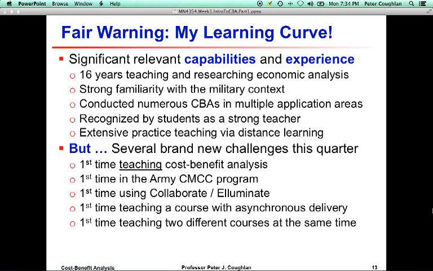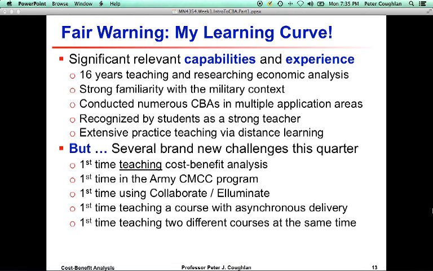The bad news is there are a lot of new challenges this will bring me. This is actually my first time ever teaching cost-benefit analysis. As I mentioned, I've, of course, studied cost-benefit analysis. I've conducted cost-benefit analysis, but this was my first time teaching it. And it's also my first time teaching in the Army CMC program. I was supposed to teach in it previously. I was going to teach it in the summer and earlier quarters, but of course, those editions of the CMC program were canceled, as they were converting to this now distance learning format. At the time, it was a resident program, right? So I had a few false starts, but this is my first time actually getting to teach in the CMC program.